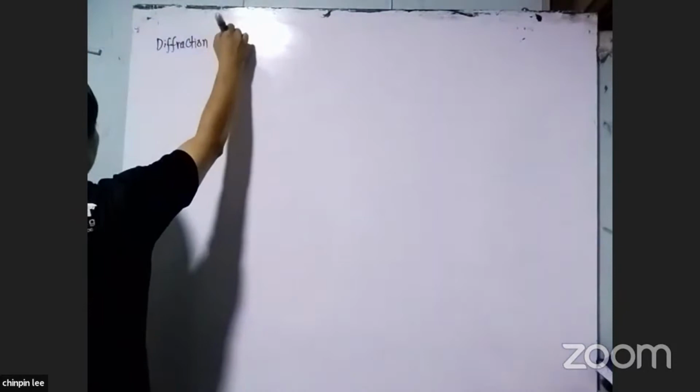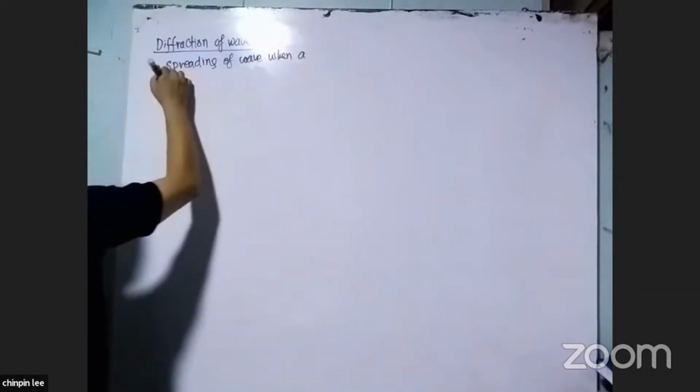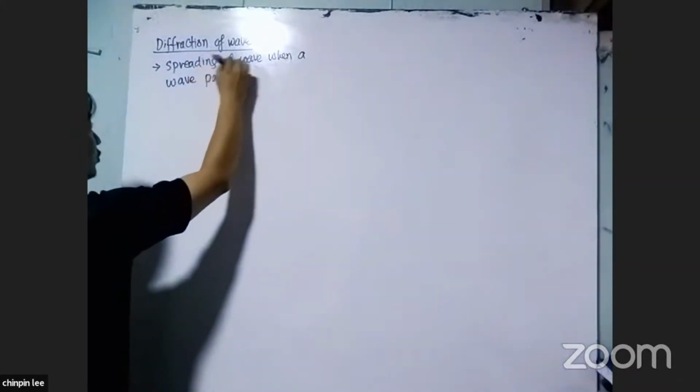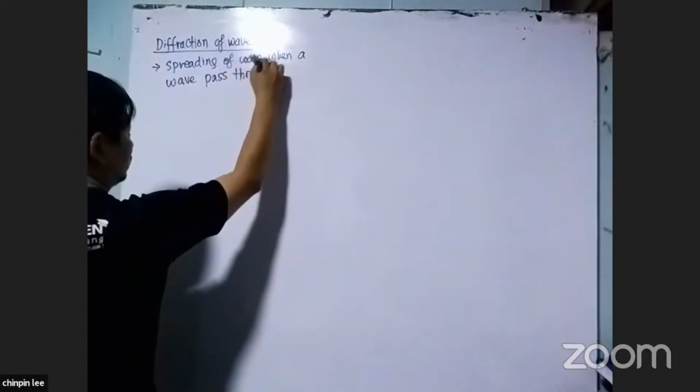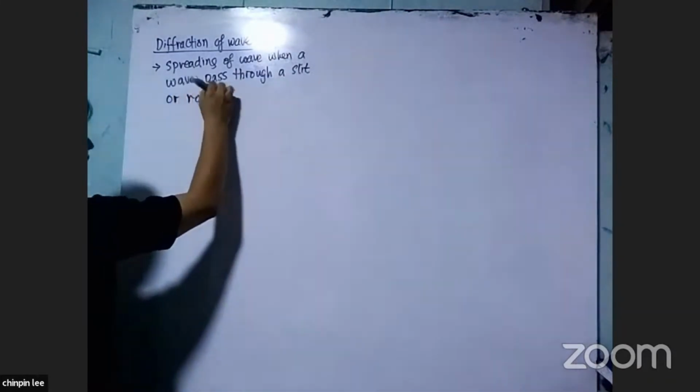Diffraction of wave. So what is diffraction of wave? Diffraction of wave is the spreading of wave when a wave passes through a slit or round an obstacle.